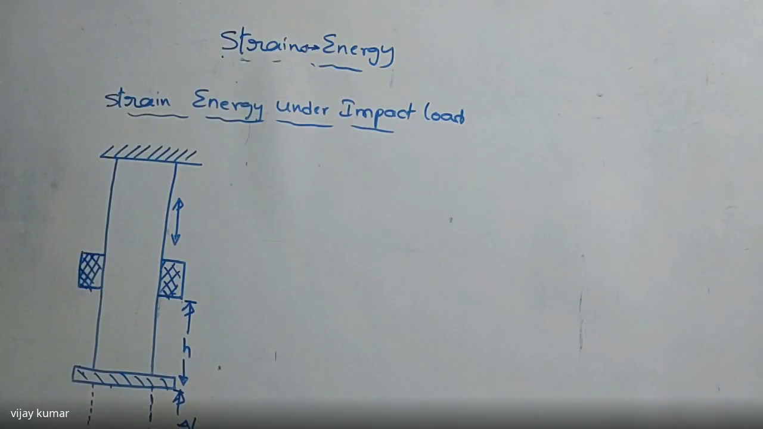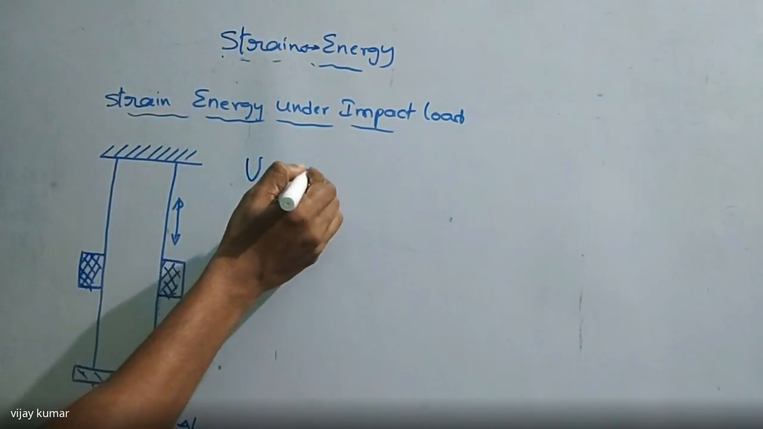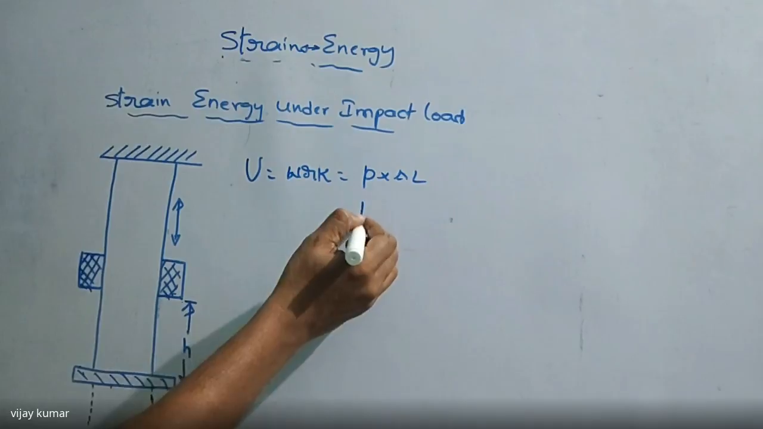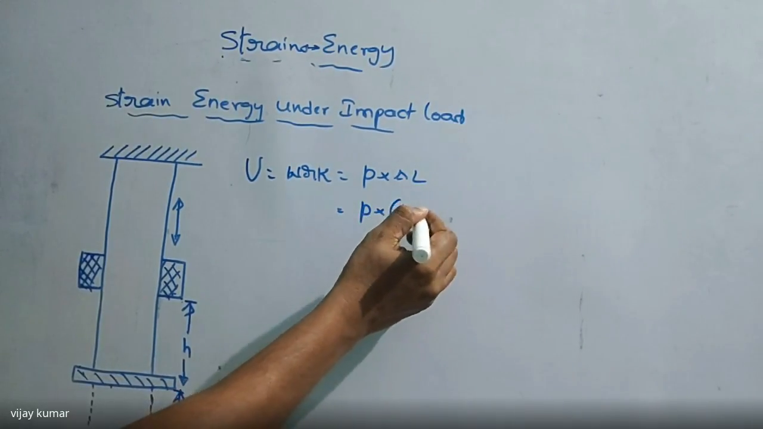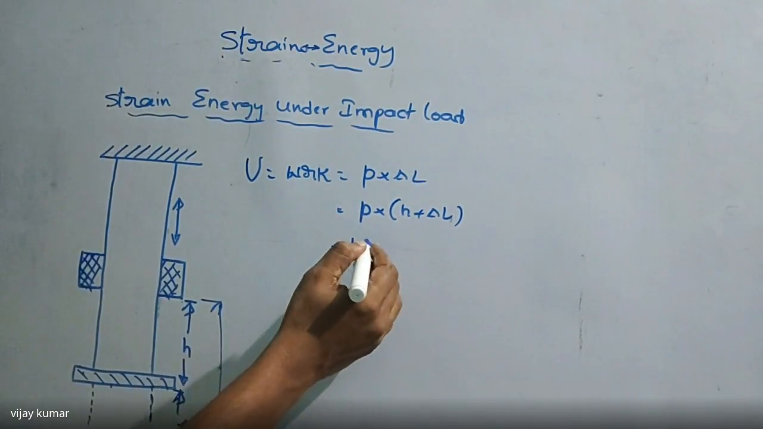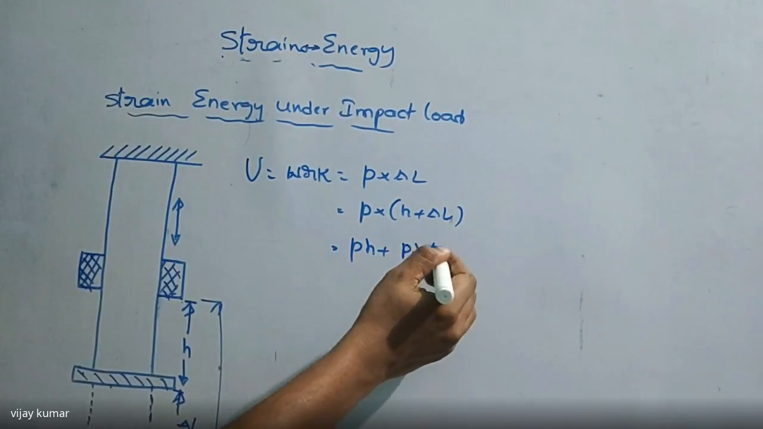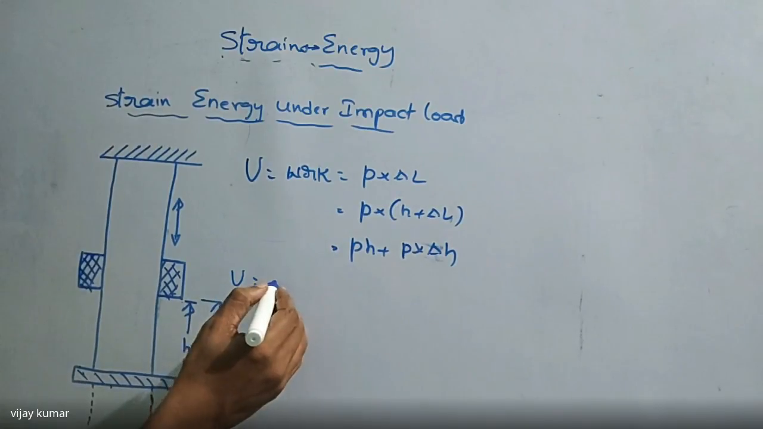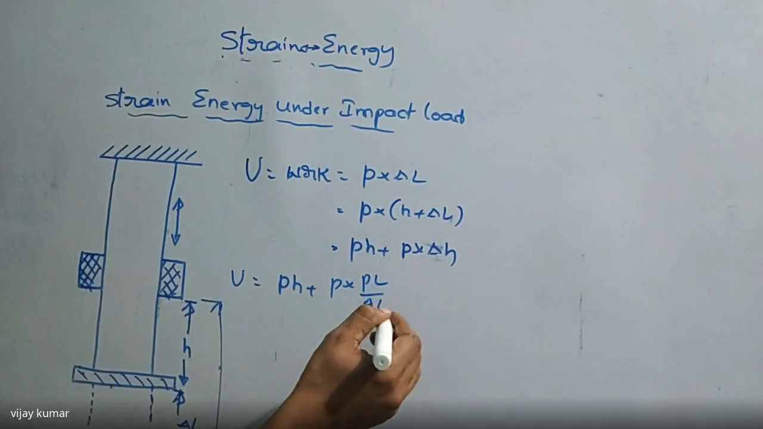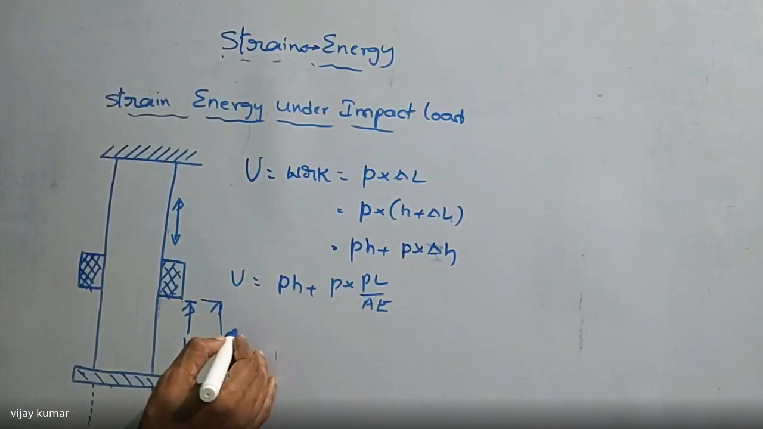We can write here: strain energy is equal to work energy. Work energy is always force into displacement. The force is P, and the displacement is H plus delta L. So this is the total displacement of the force. Then I am writing U is equal to P into H plus P into delta L. According to Hooke's law, delta L is equal to PL by AE.